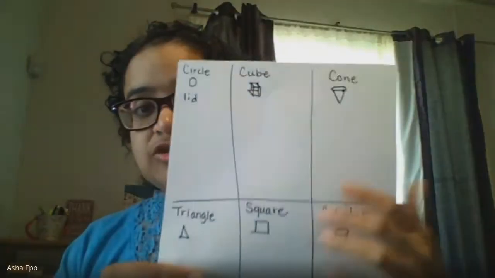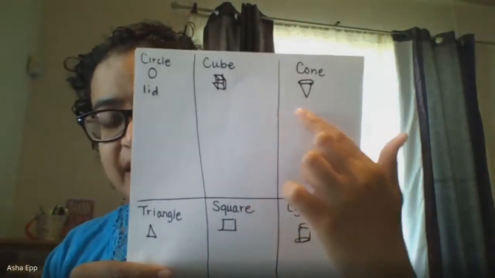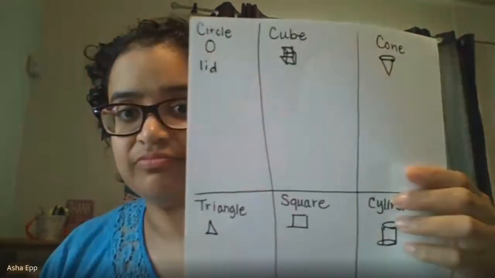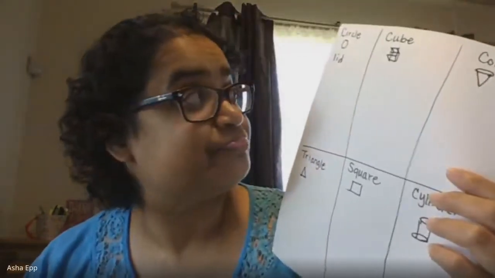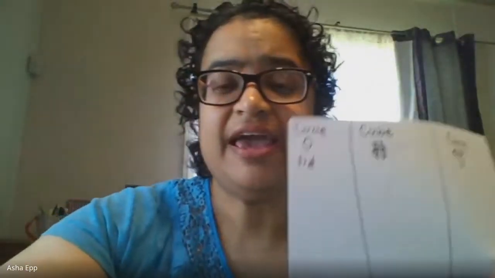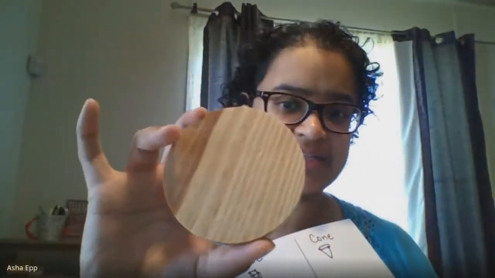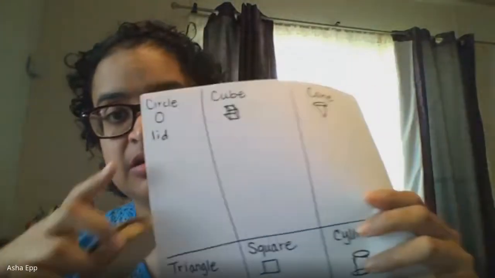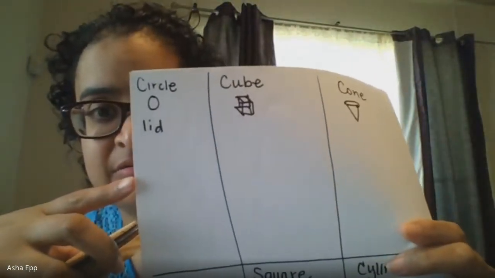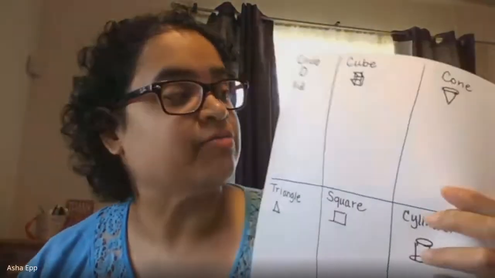And I also drew a little picture above so that I knew what I was talking about. So here I have a lid. It is a candle lid, and it is a circle shape. So here, where it says circle, I wrote the word lid. You could even draw a picture if you are not sure how to spell it, or spell it the best way you know how. So here's a lid.